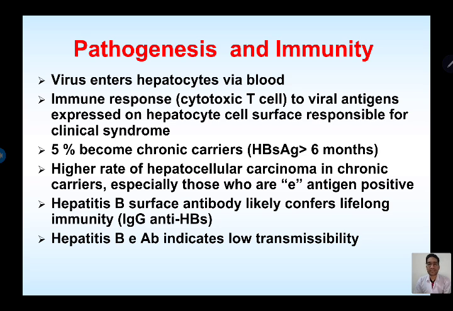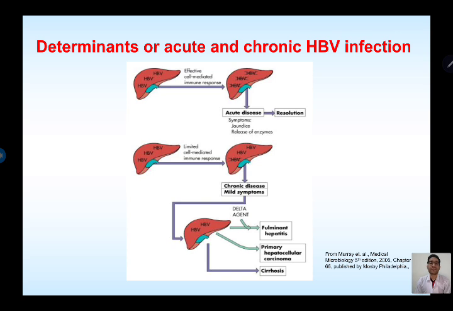Hepatitis B surface antibody likely confirms lifelong immunity. IgG anti-HBc and anti-HBe indicate low transmissibility.